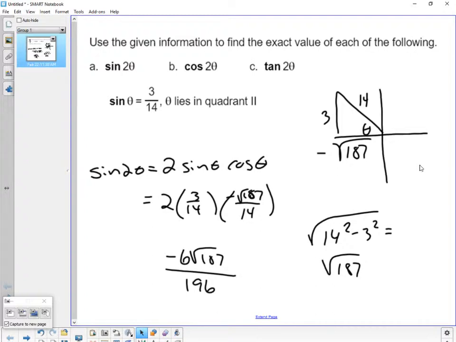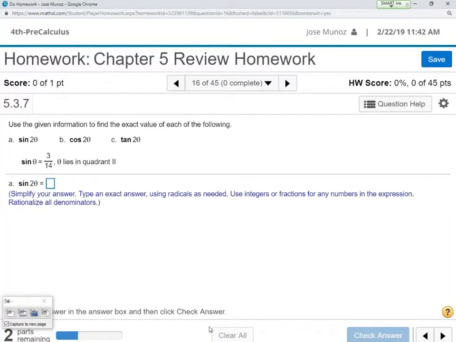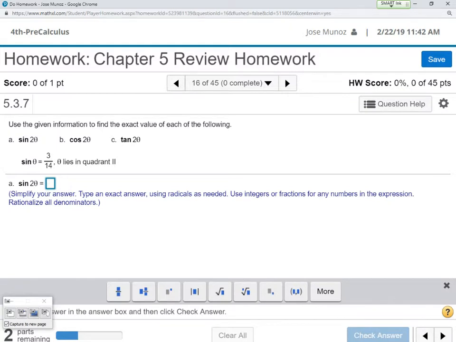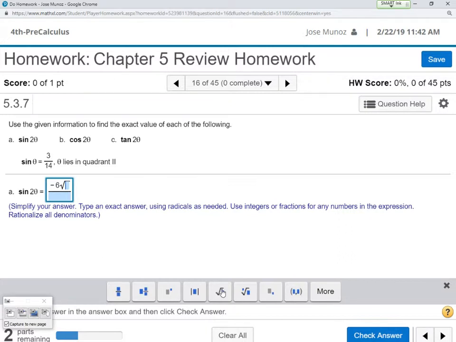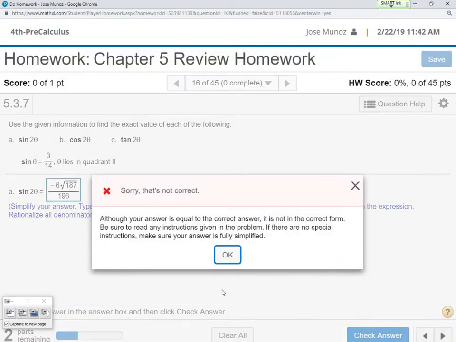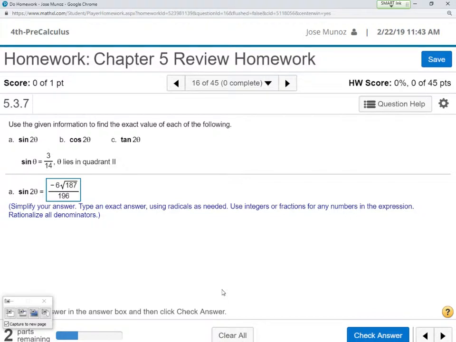So I'm going to try that real quick. Negative 6 square root of 187 over 196. You're going to die. Although your answer is equal to the correct one, it's not in the correct form. Be sure to read the instructions of the problem. Oh, what did it say? Type an exact answer using radicals as needed. Use integers or fractions for any numbers in the expression.